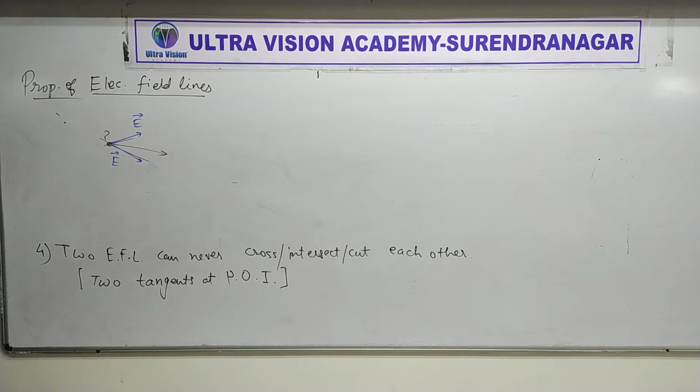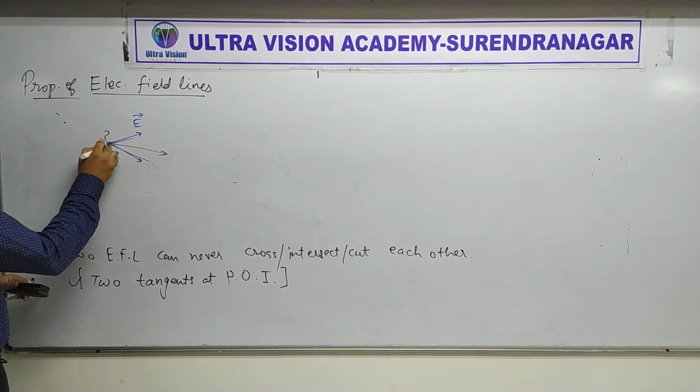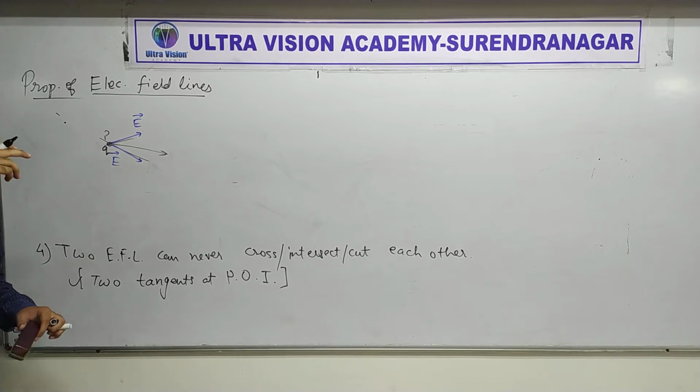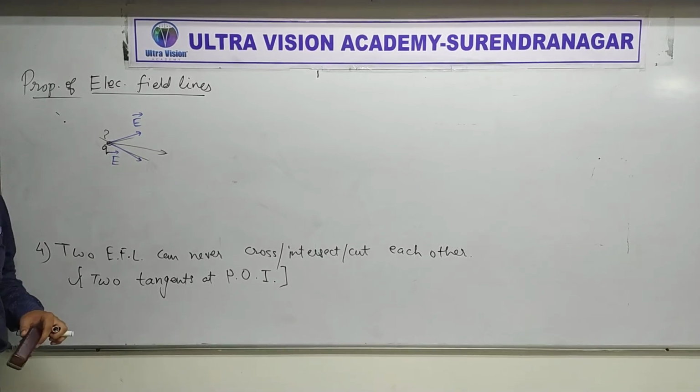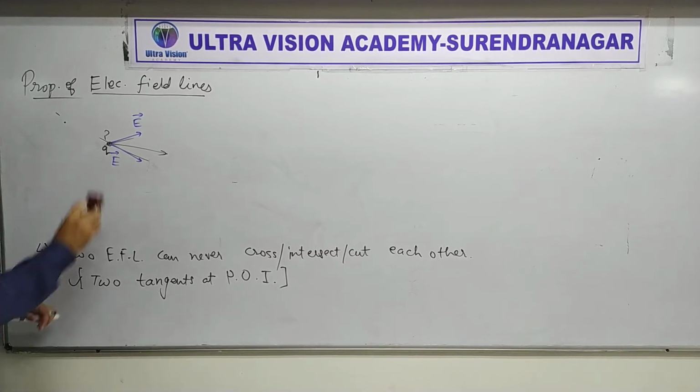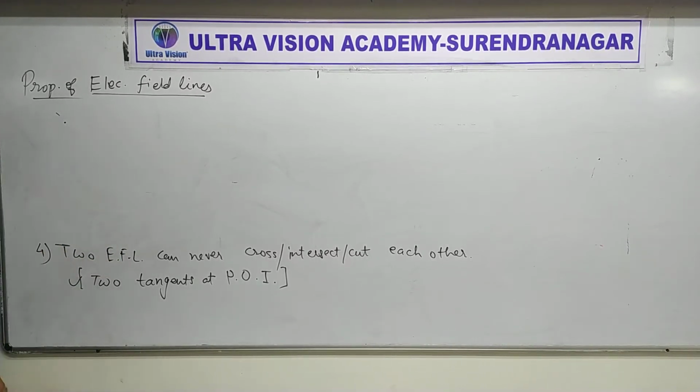Understood? So two field lines can never cross each other because we get this problem. You can ask a question: if you put a charge here, where will it go? Will it go there or will it go here? It cannot go in both directions at the same time. One object can only go in one direction at first. So that's point number 4.